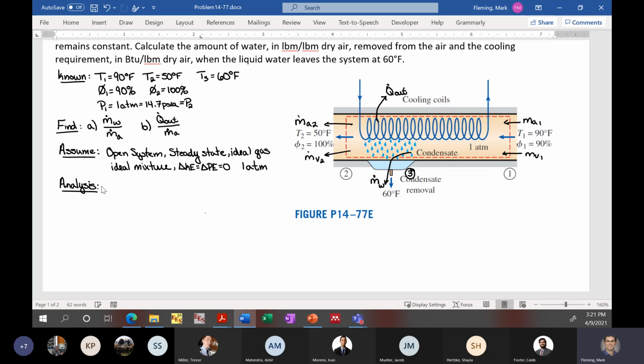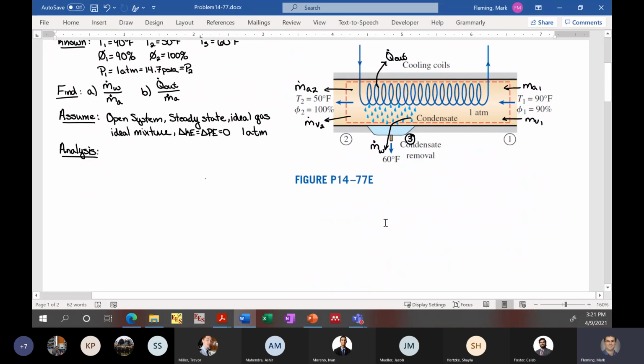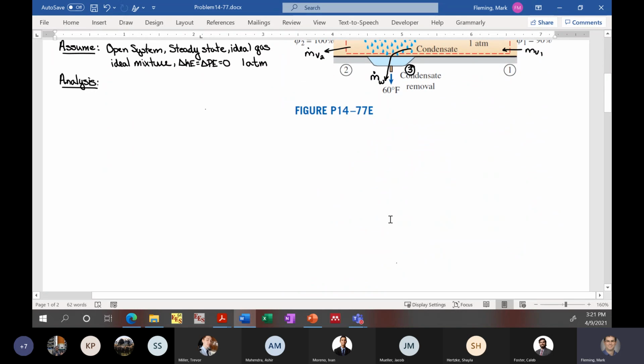Okay, so in terms of the analysis, we saw in the previous math that we did, we said there's going to be 3 main things that we need. We have conservation of mass for the air, conservation of mass for the water, and then conservation of energy. And so we'll begin by doing the conservation of mass, and we'll start with air.